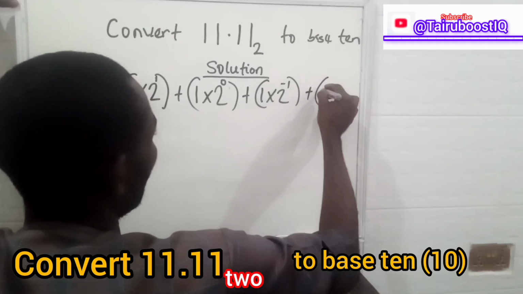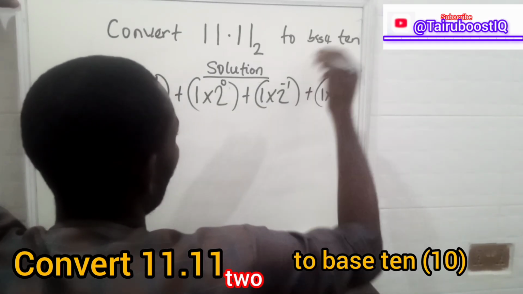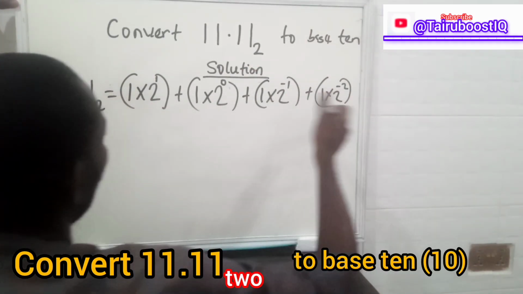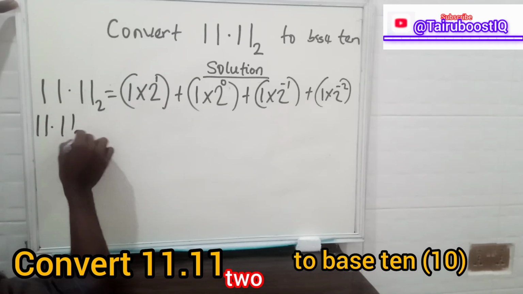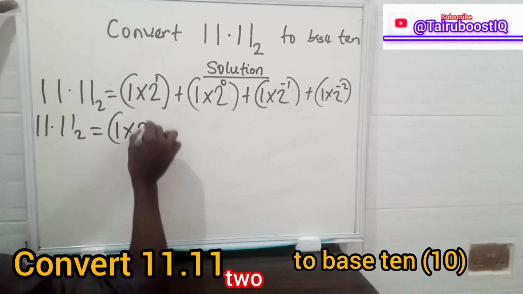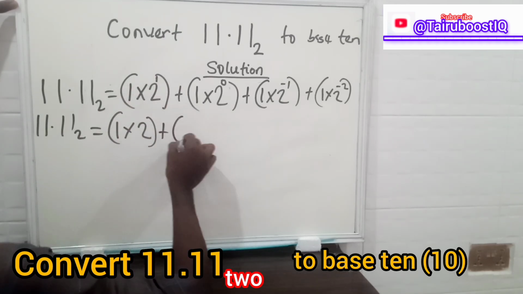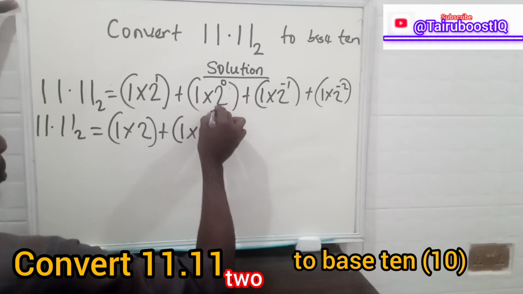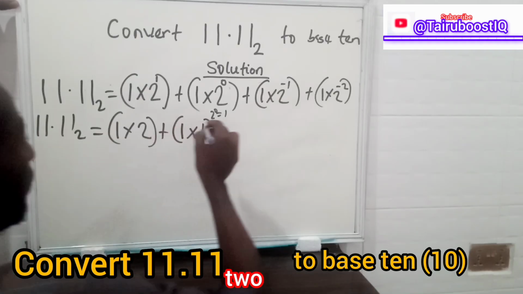The next number that will follow will be 1 times 2 raised to power minus 2. If there's another number again, you multiply it raised to power minus 3. So here now we have 1.11 in base 2 is equal to 1 times 2 raised to power 1, which is 2, plus 1 times 1, as a result of 2 raised to power 0 is equal to 1. Any number raised to power 0 is 1 according to the law of indices.